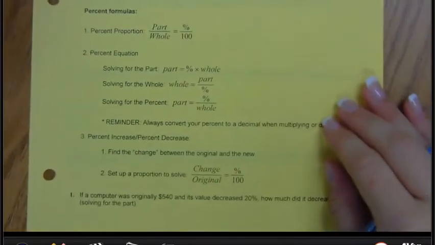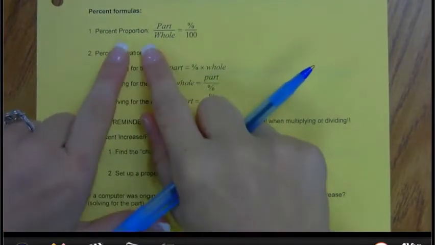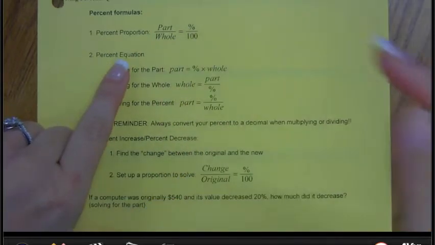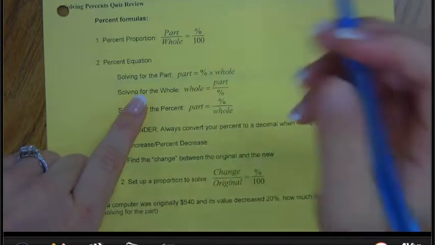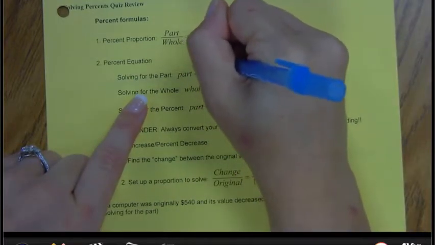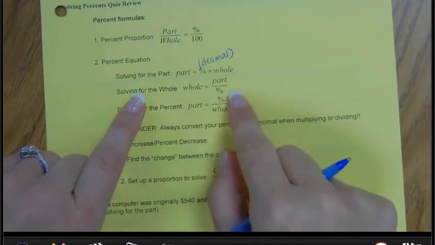All right, up at the very top, you have your percent formulas. You've got your percent proportion, part over whole equals percent over 100. You have your percent equation, where part is equal to percent times the whole, and do not forget that your percent needs to be written as a decimal. To solve for the whole, it's part over percent.